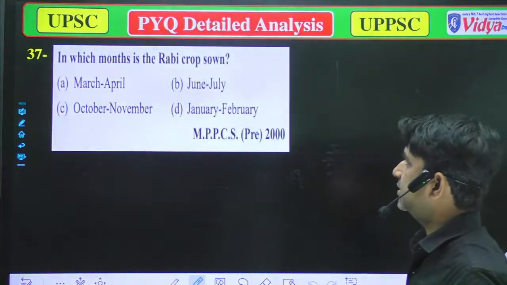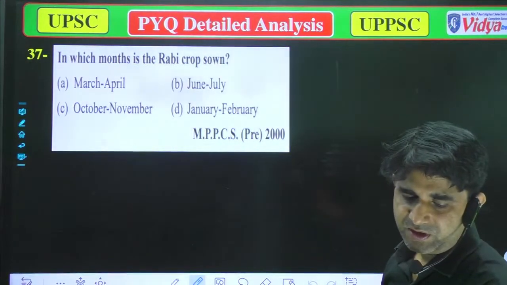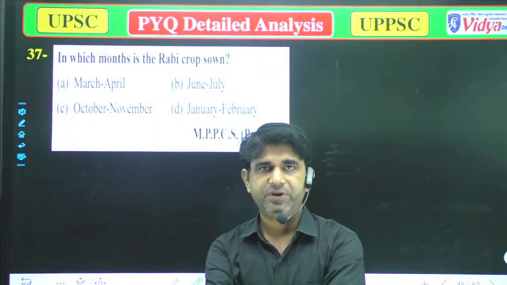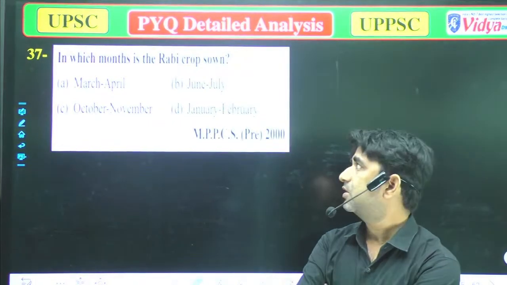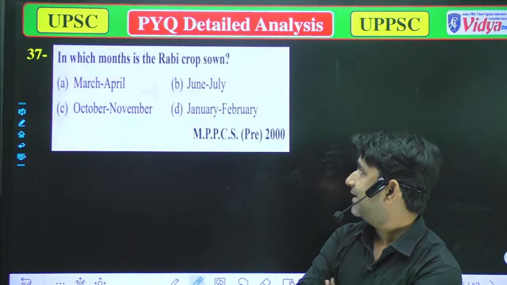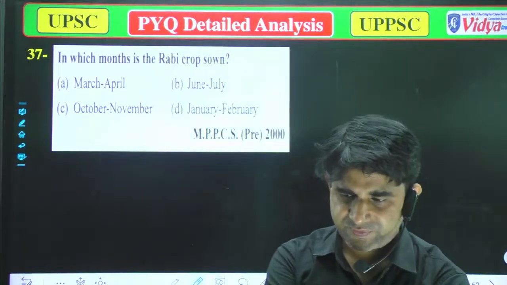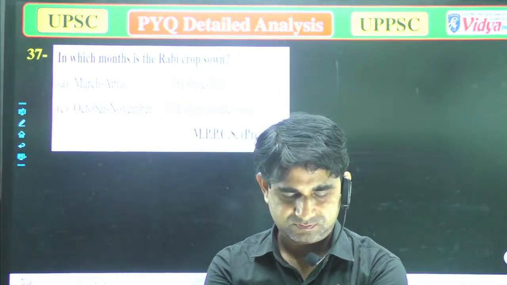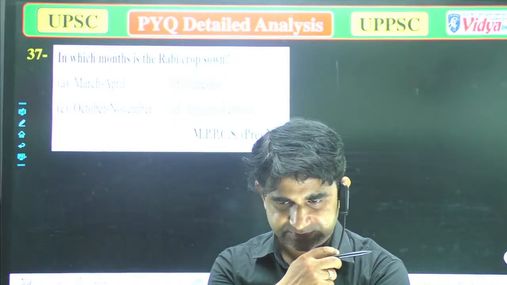Now, the next question is: in which month is the Rabi crop sown? Our options are: A, March and April; B, June, July; C, October, November; and D, January, February. Anyone who is live, please try to attempt this question and tell me which of the following is correct.